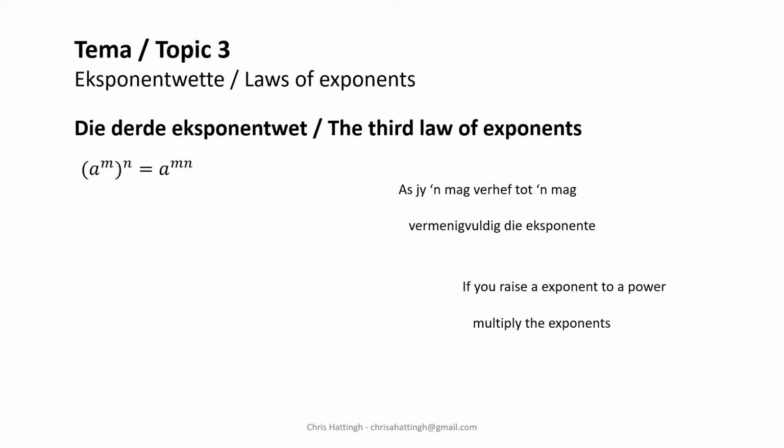The third law. If you raise an exponent to another power, you're going to multiply the exponents. So if you got 2 to the power of 3 to the power of 4, you're going to say 3 times 4, and that will be 2 to the power of 12.